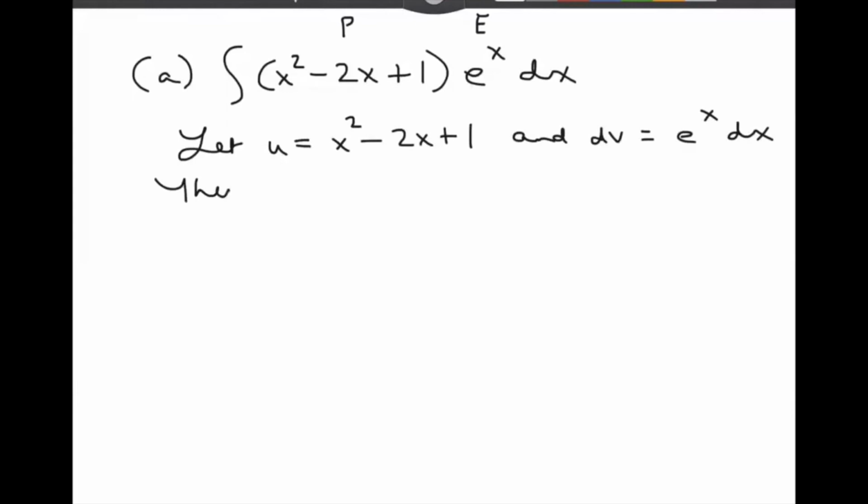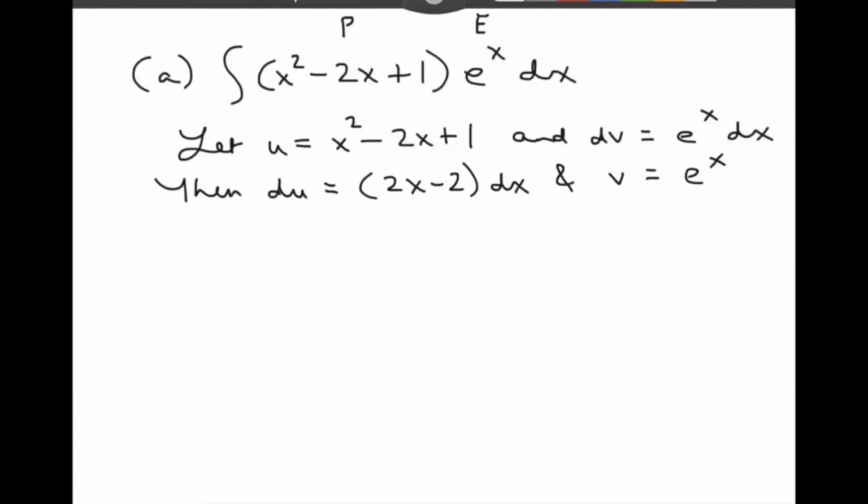Then du will be 2x minus 2 dx. And v, the integral of e to the x dx, will just be e to the x.